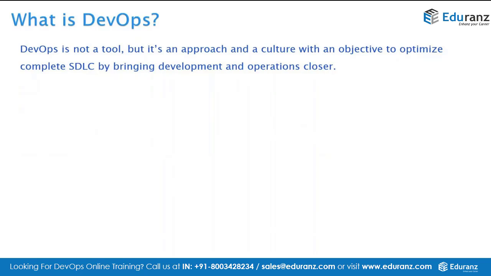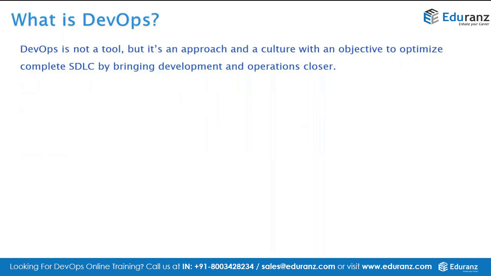Okay. So then what does DevOps do? DevOps is an approach and a culture with an objective to optimize your complete SDLC by bringing the development team and operations team closer. That is what DevOps will do. DevOps is not going to replace your SDLC. DevOps can be implemented along with your waterfall or along with your Agile.